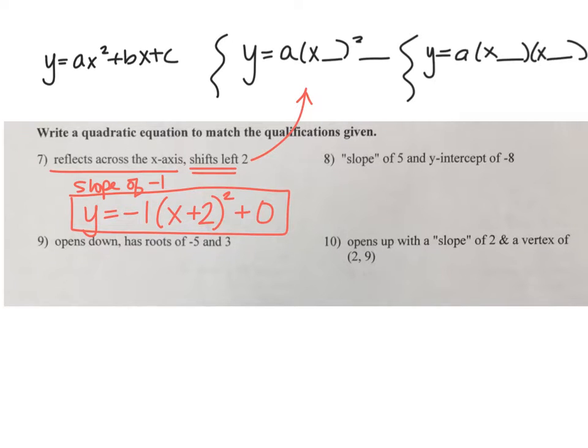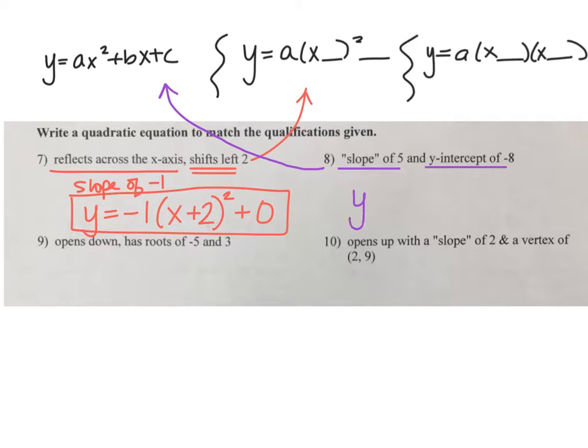Question 8, they give me a slope of 5 and a y-intercept. Well, slope and y-intercept, the only one I have y-intercept in is this last one. Or sorry, the first one in standard form. Remember, y-intercept is that number by itself.